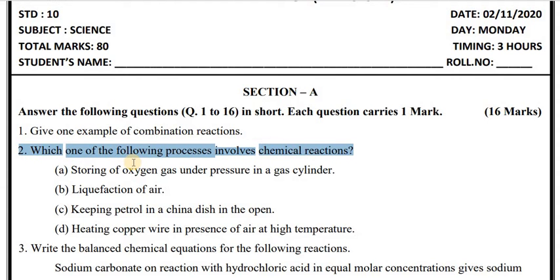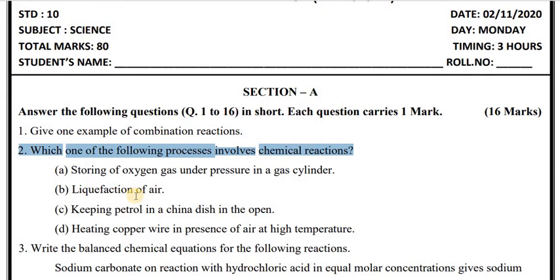Now let's see question number 2. Which one of the following processes involves a chemical reaction? Here the options are given. A, storing of oxygen gas under pressure in a gas cylinder.